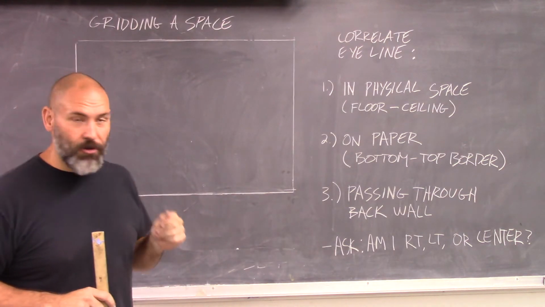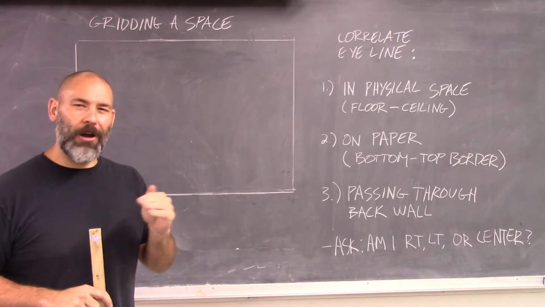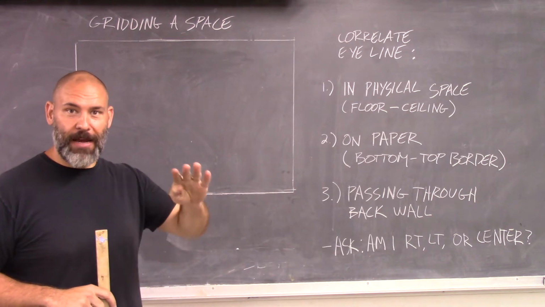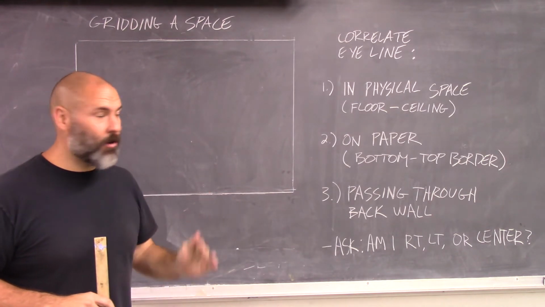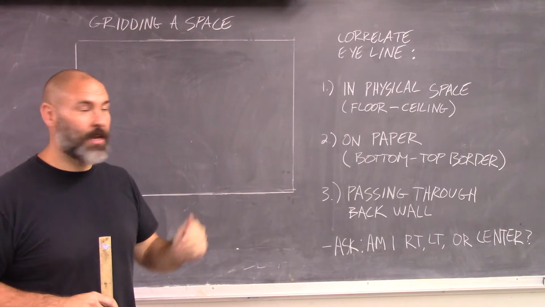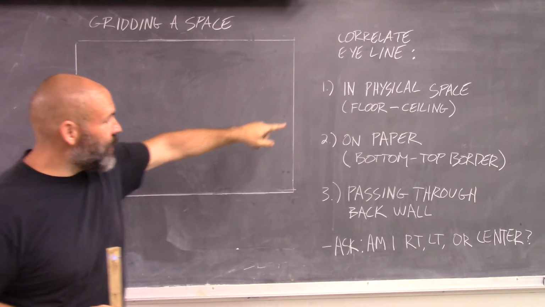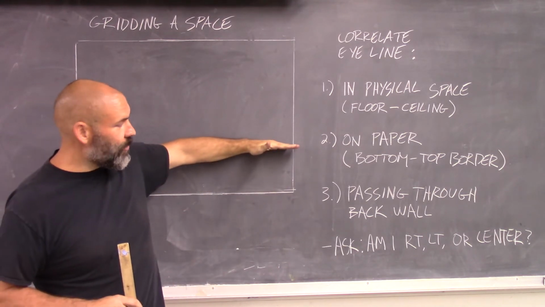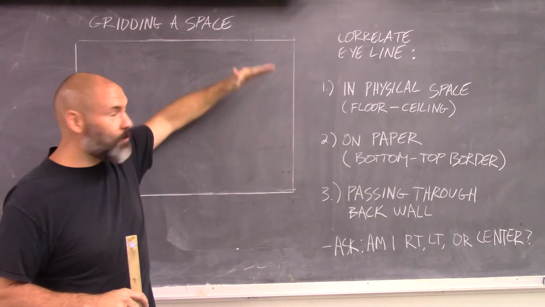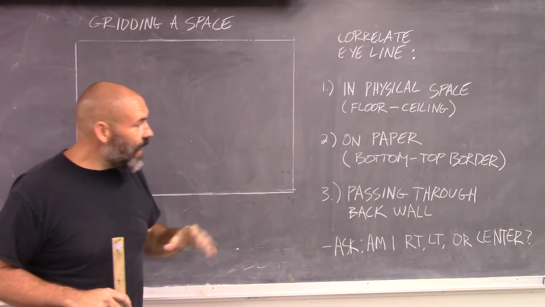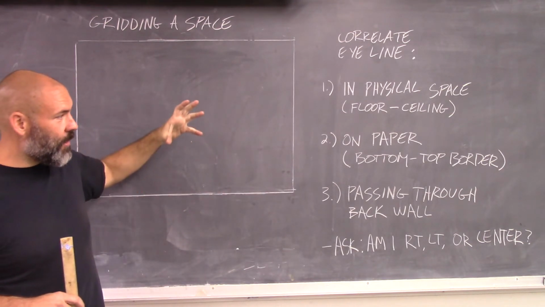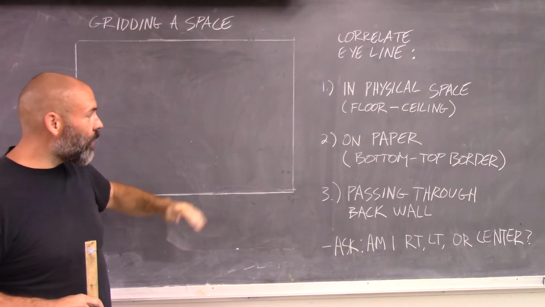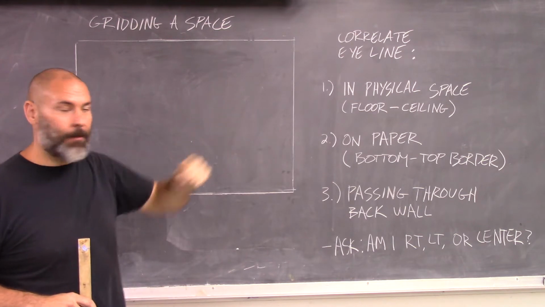So before you start drawing, ask yourself, where are my eyes in this space? If I'm sitting on the floor, my eyes are quite close to the floor. Maybe they are a quarter of the way from the floor to the ceiling. If that's the case, you want to put your eye line about a quarter of the way from the bottom border to the top in your drawing. And as you're drawing the back wall, you want to make sure that the eye line is passing through the back wall about a quarter of the way from the bottom to the top.